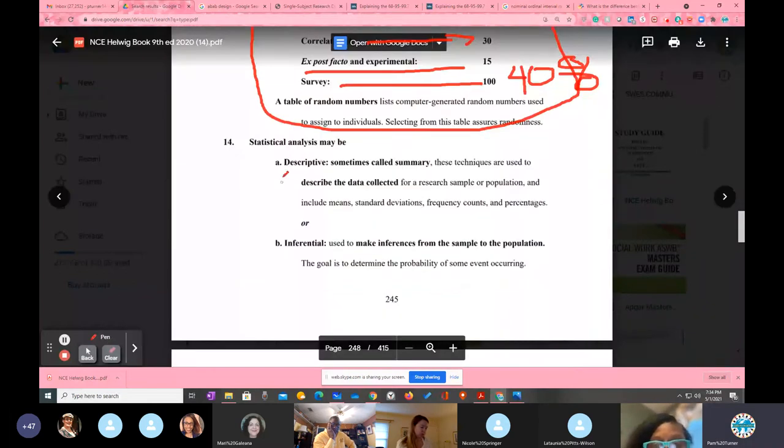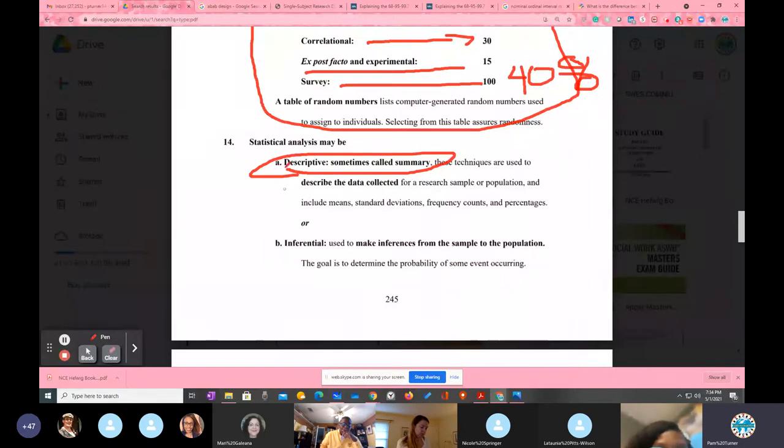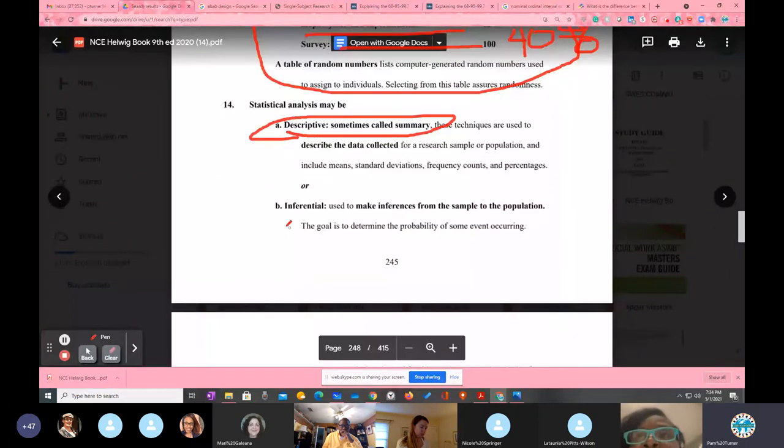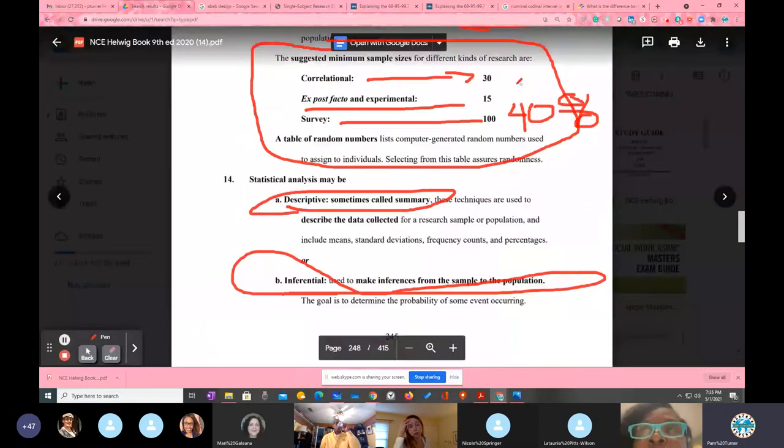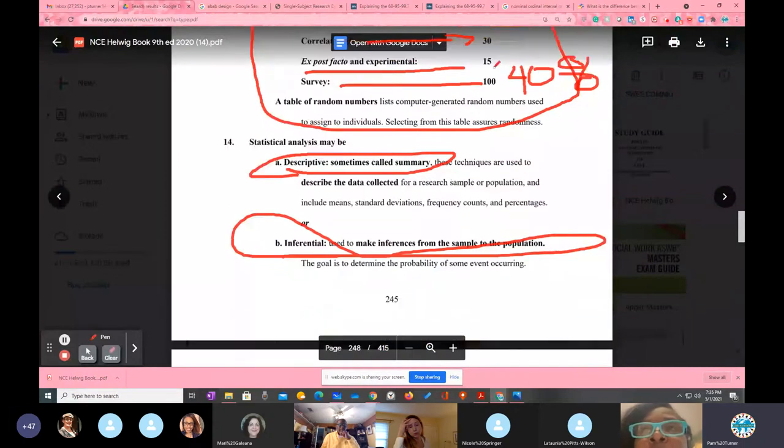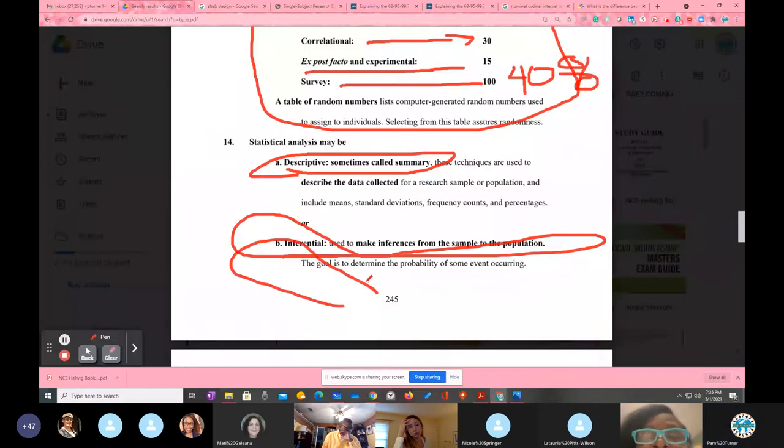Descriptive studies are sometimes called summary studies. That just means you're giving me detailed information. Inferential means I can infer, okay? We have inferred a lot with the COVID vaccine. So what we did is let's say that we only use 10% of the people, right? So what we assume now is that 10% of those people did okay with the COVID vaccine, so the rest of the population will do okay as well, right? We've inferred.